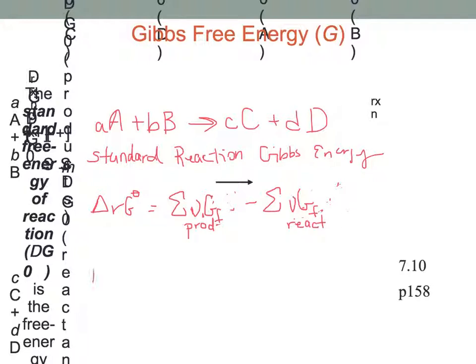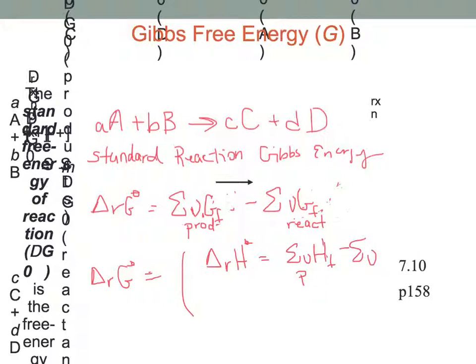Okay, the other way is we know that in order to get the Gibbs energy, we first find the standard reaction enthalpy, which you know is equal to the sum of the enthalpies of formation for the products, let's put a big P down here, minus the sum of the enthalpies of formation for the reactants. Put a big R down here.